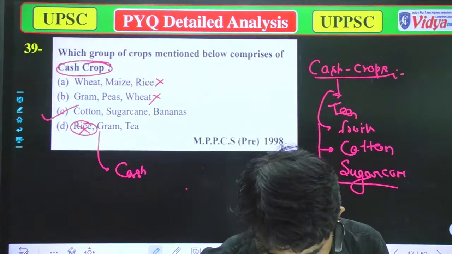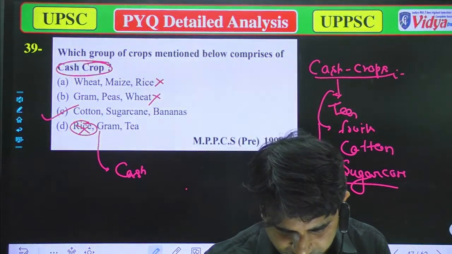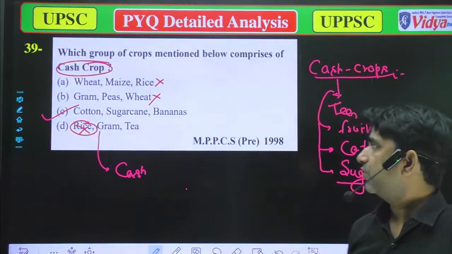Well done, CBI. You are doing very well. Cotton, sugarcane, banana. Well done. Now we'll move to the next question.